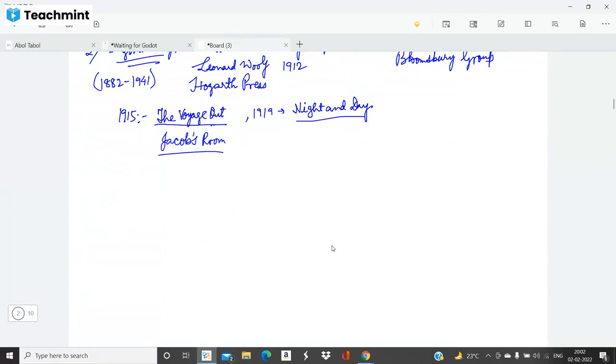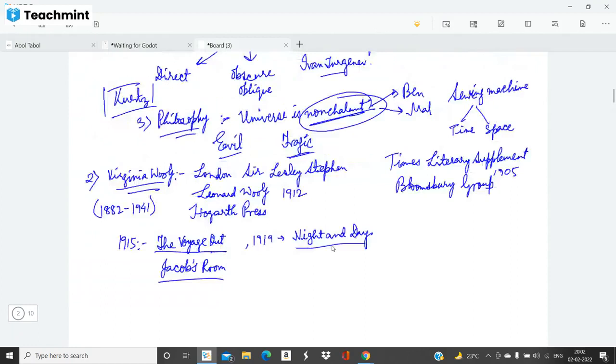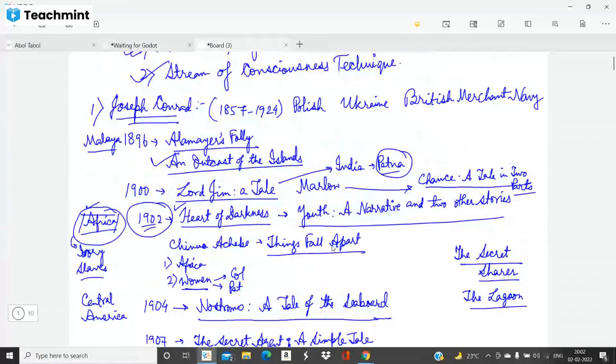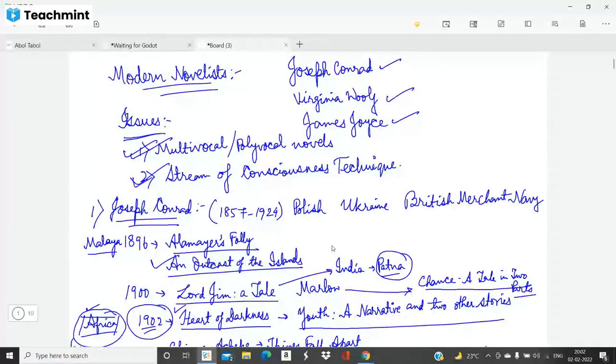This changed the history of fiction forever, because Jacob's character over here emerges through the thought processes and impressions of various people. And here she makes the successful use of something which we called the stream of consciousness technique.